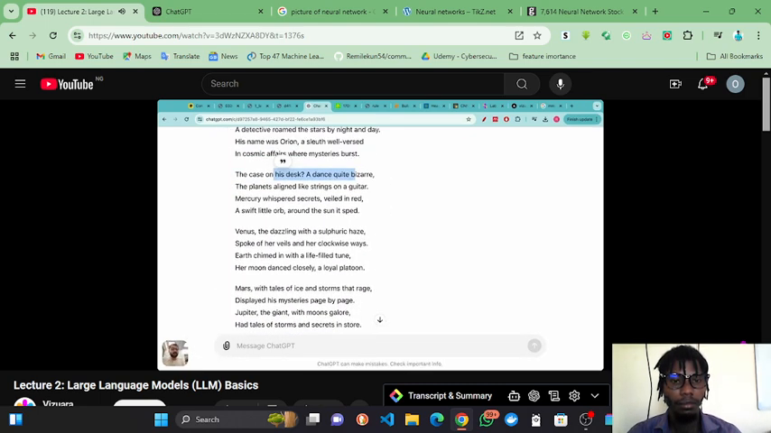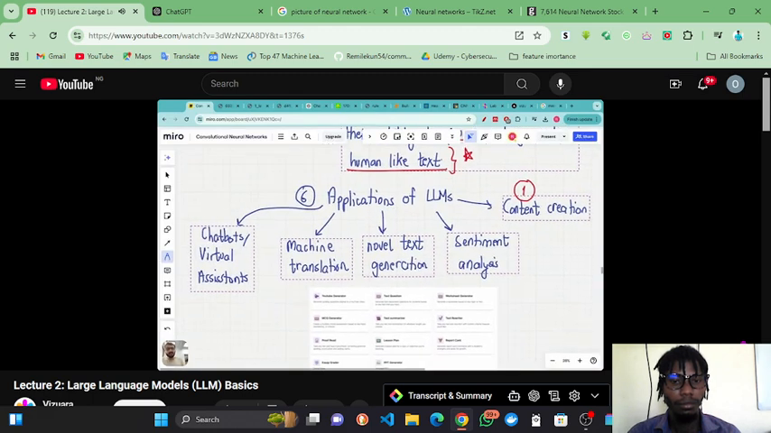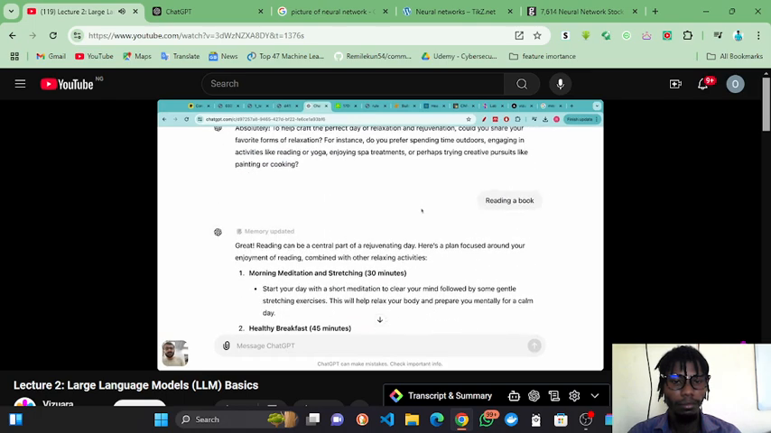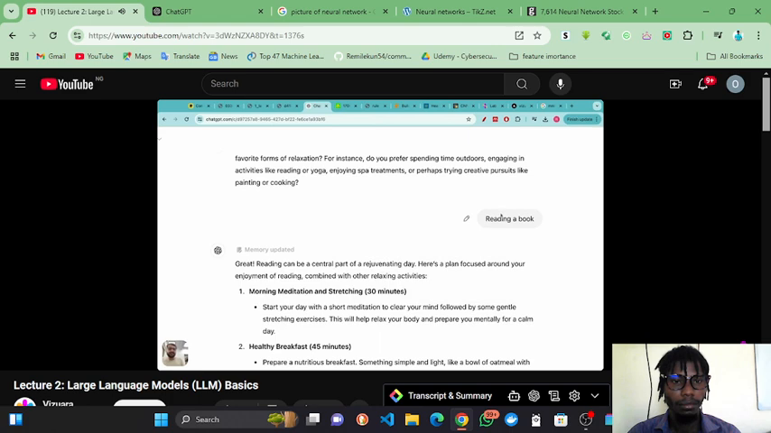You can even write books with LLMs, generate media articles with LLMs, and people are already doing these things. Then you can use LLMs as chatbots. So you can actually interact with them as virtual assistants. Here you see the example which I showed you at the start, where I'm chatting with this LLM. It asks me what's my favorite form of relaxation. I say reading a book. I can continue conversations with it.